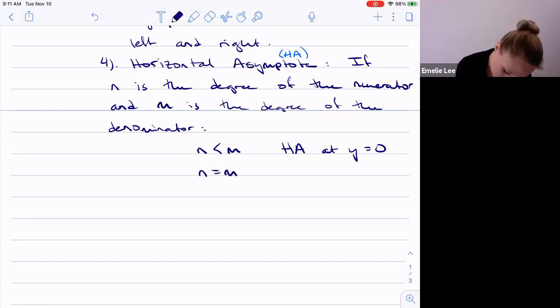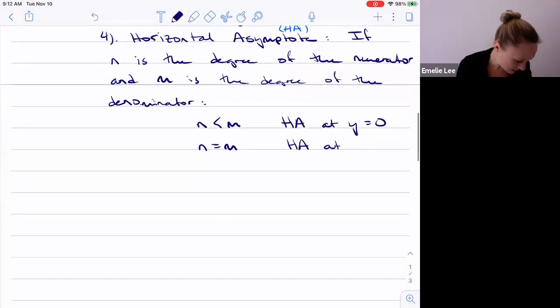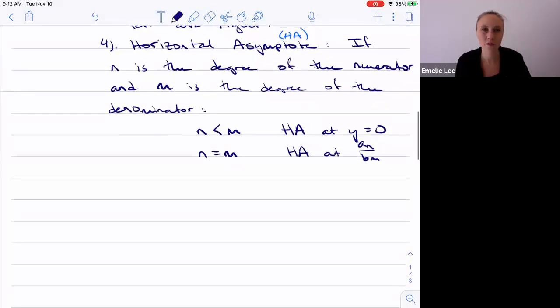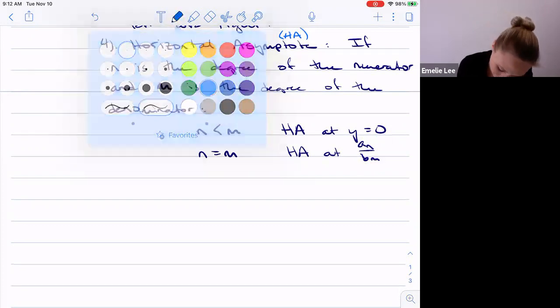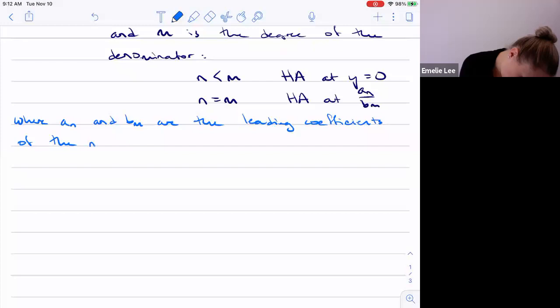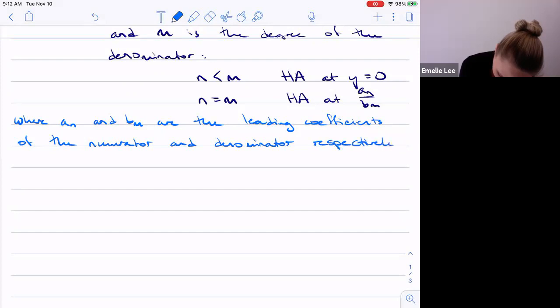If n is equal to m, there's a horizontal asymptote at an over bm. Remember what those are? These are the coefficients, the leading coefficients of the numerator and the denominator. Where an and bm are the leading coefficients of the numerator and denominator, respectively. Okay.